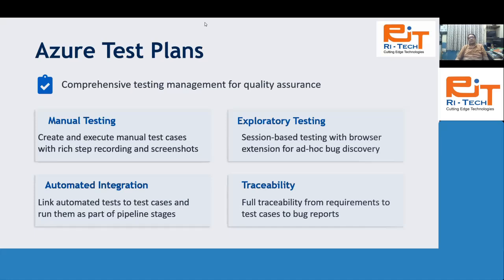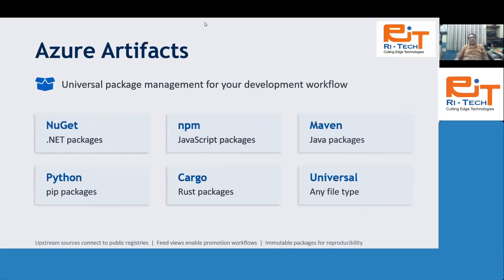So you can run multiple sessions together to find some additional bugs that generally occur when multiple people access your application simultaneously. Traceability: the full traceability from requirements to test case to bug report. You can test the entire flow from requirement to bug. So these are some things that we have in Azure Test Plans.